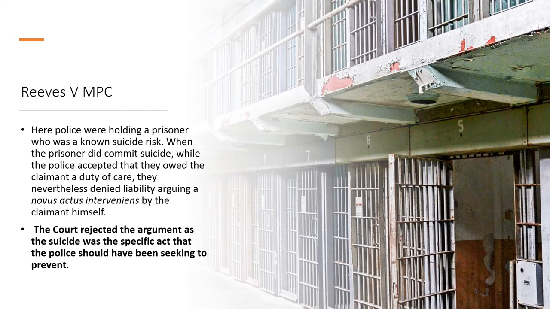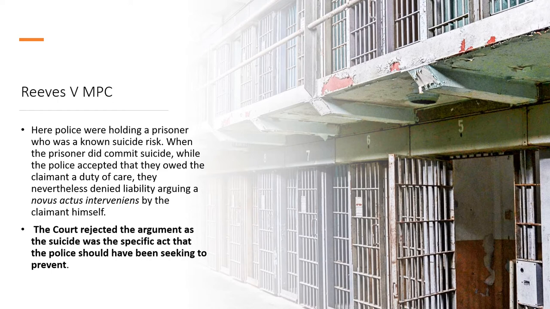So, if we look to case law again, we've got Reeves v MPC. We knew there was a duty from the duty video because, of course, the victim in this case, the prisoner, was a suicide risk and the prison knew this. Now, while the police accepted they owed the claimant a duty of care, they argued that the new intervening act was done by the claimant himself, i.e. killing himself. So the court rejected the argument as the suicide was a specific act that the police should have been seeking to prevent. So there was no new and intervening act.